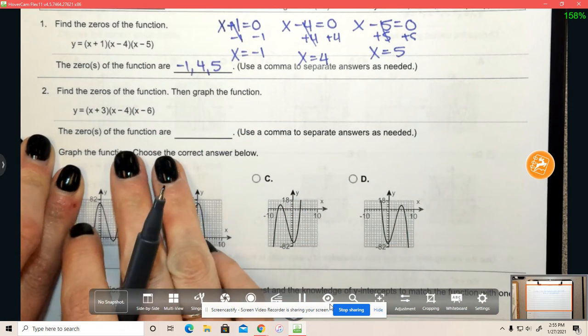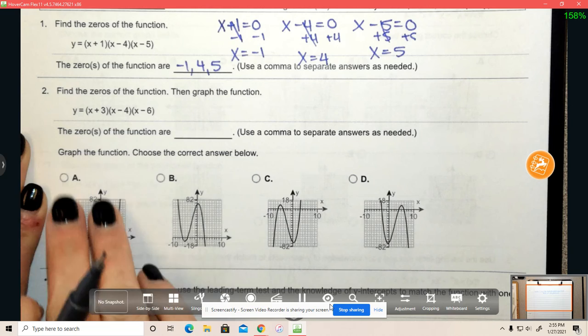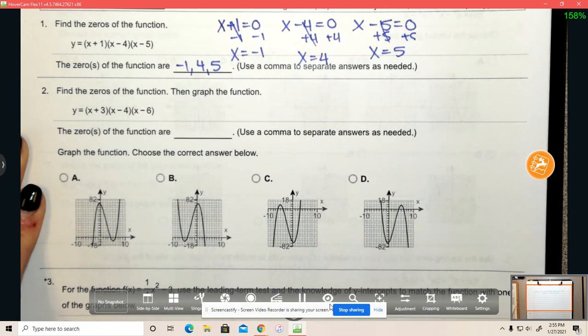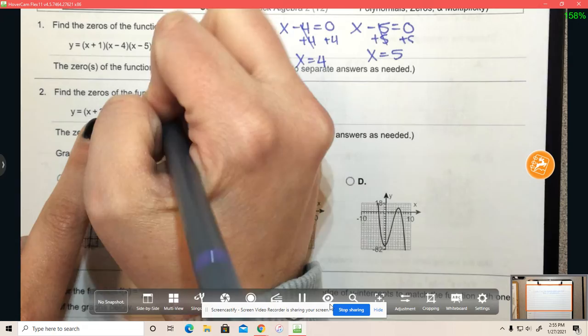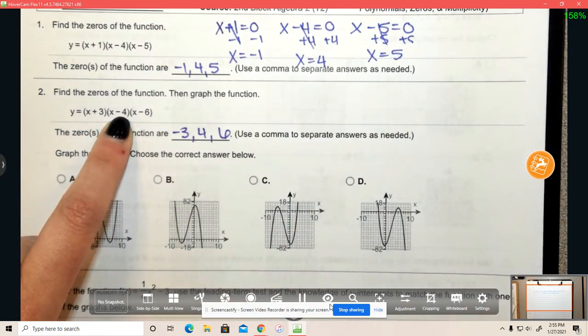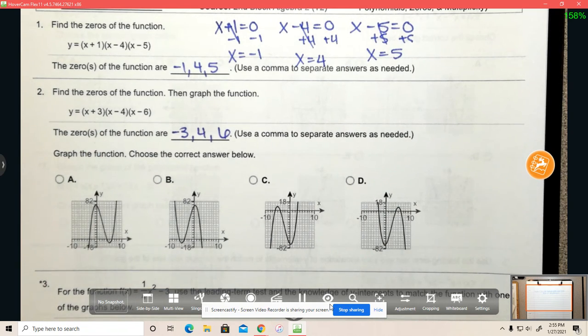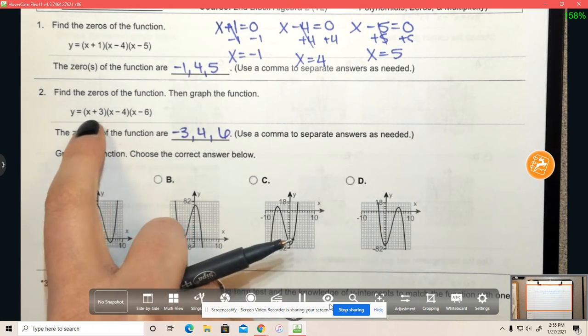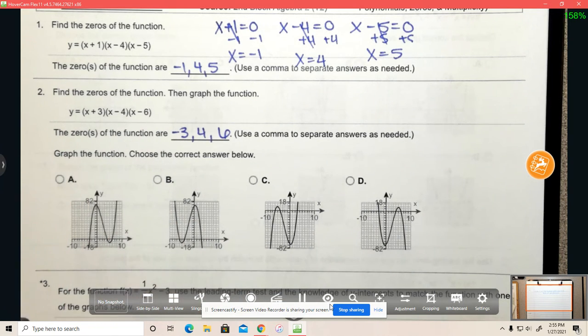Okay, so number 2, we're going to do the same thing, but we're also choosing the graph that matches. Okay, so our zeros are −3, 4, and 6. Now, to pick the graph, you can do it a couple different ways. You can type this in your calculator just as it is, or you can use what you know about the degree and the end behavior to narrow out some options and pick from there. You can look for the x-intercepts on the graph and then go from there. You have a few different options.